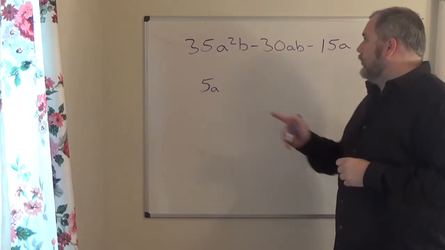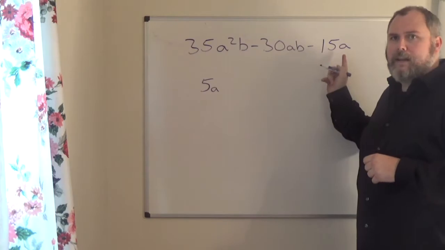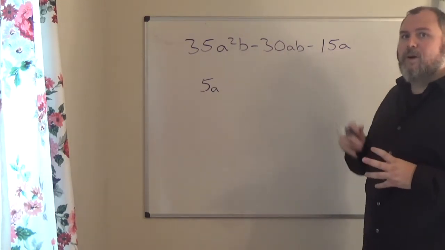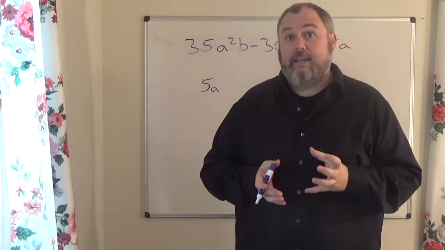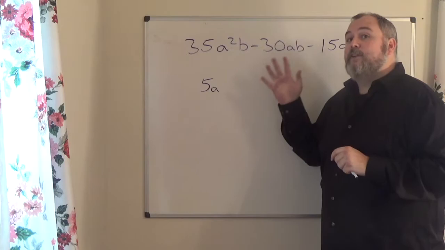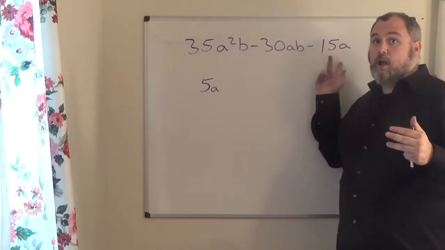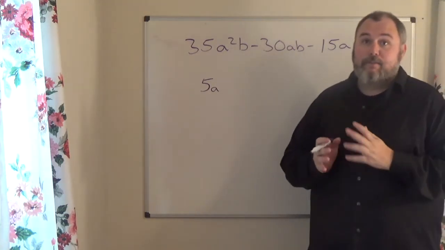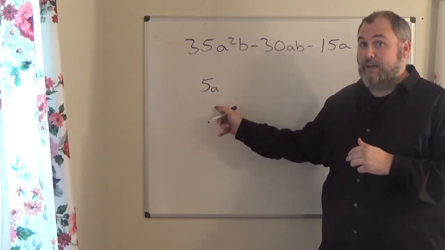Now let's look at b's. I have a b here, I have a b here, but I don't have a b here. So what does that tell me? It tells me that I can't factor out any b's. Why? Because all 3 of these have to have a b. Do all 3 do? No. So my greatest common factor in this particular expression is just 5a.